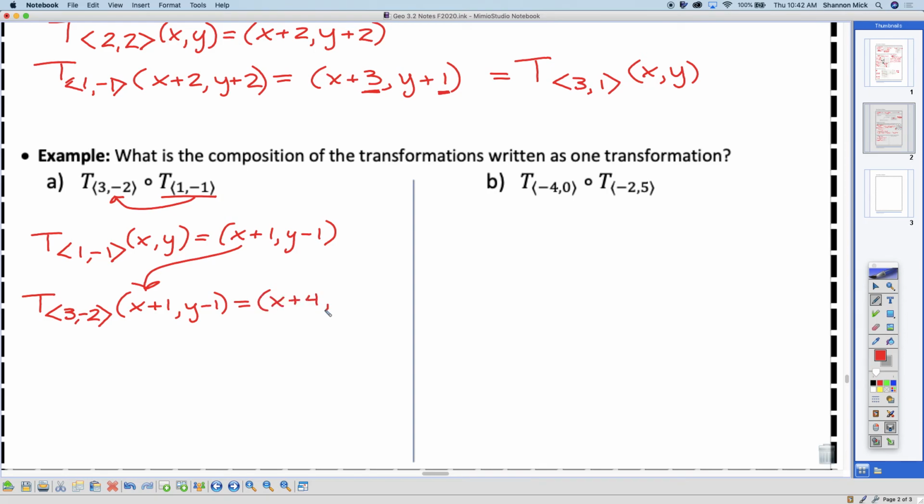Now what am I doing with my y's? Subtracting 2. How do I know I'm subtracting? The negative. And it's already a negative 1, so a negative 1 and a negative 2 is a negative 3. So this whole thing, if I do it as a single, is t sub what? 4, negative 3.